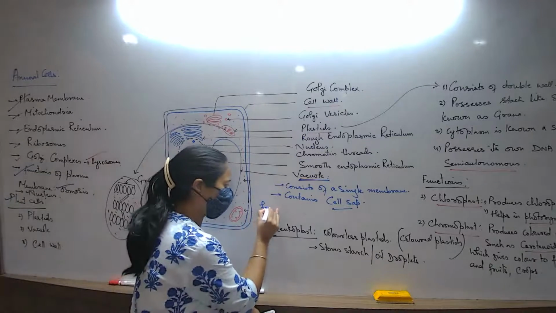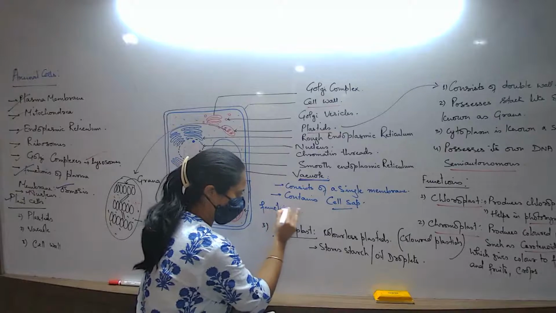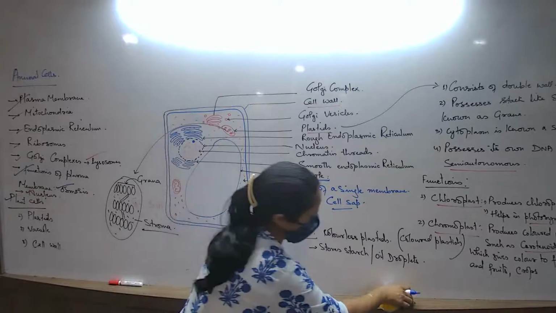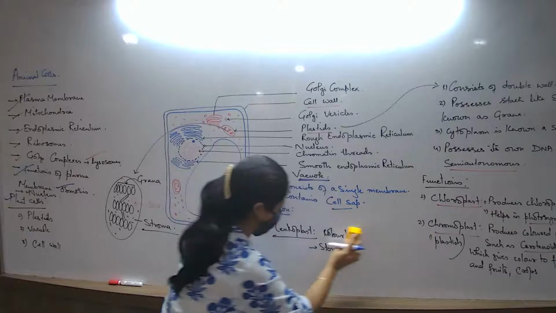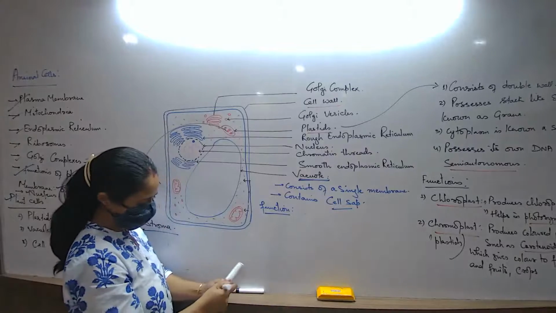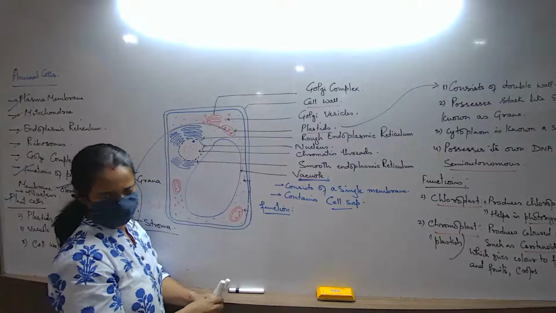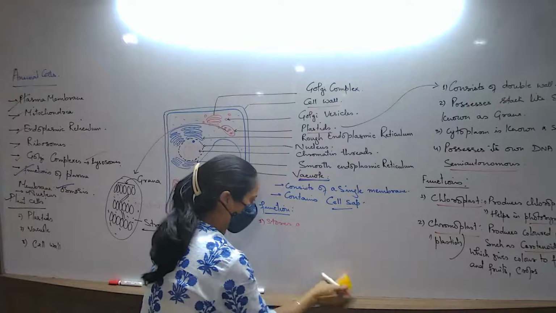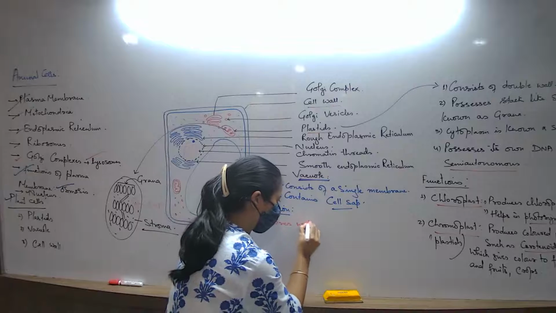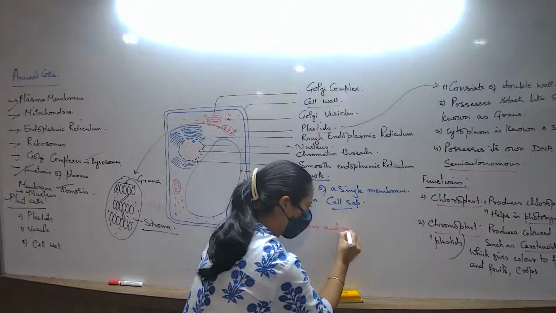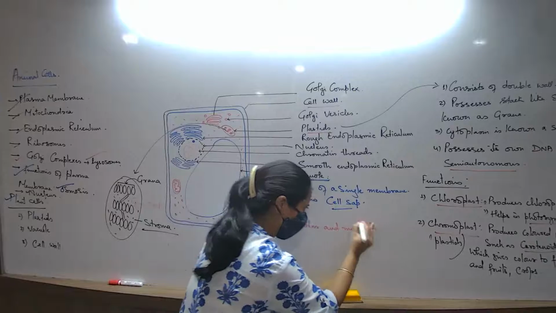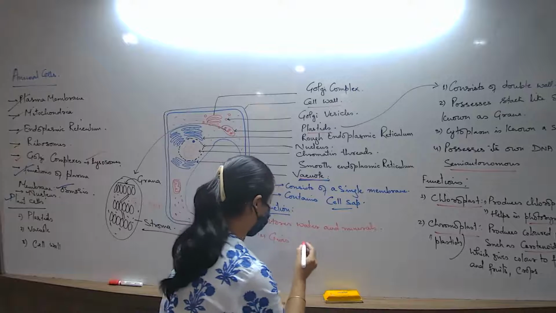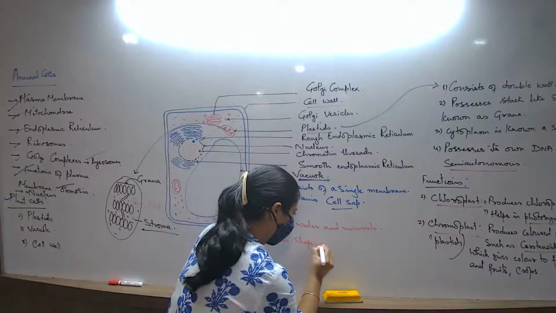Function क्या लिखेंगे of the vacuole? I erase this. Leucoplast erase करो. Now, function क्या लिखेंगे? What are the functions? Stores water and minerals. And number 2, gives shape to the plants.